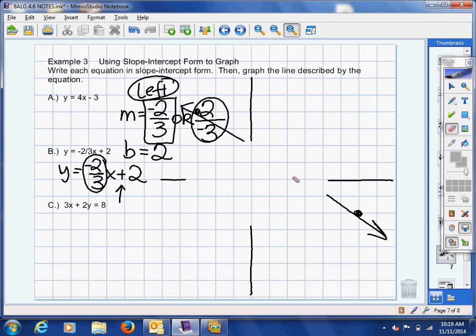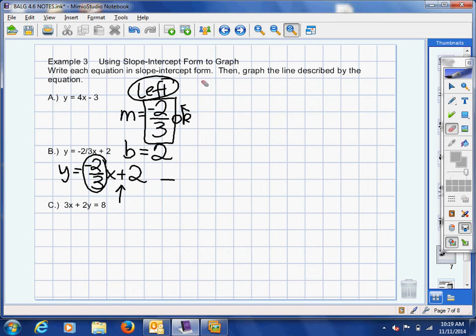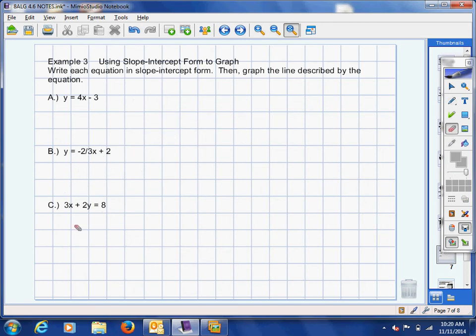Okay, you don't erase. I need to erase. You just use extra graph paper if you need it. And then we're going to get to letter C. Now, letter C has, well, guess what? What form is letter C in? Because that is not slope-intercept form.